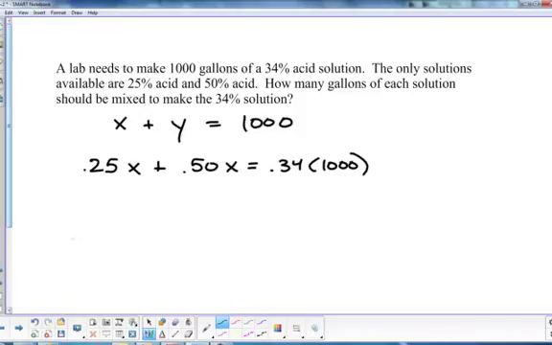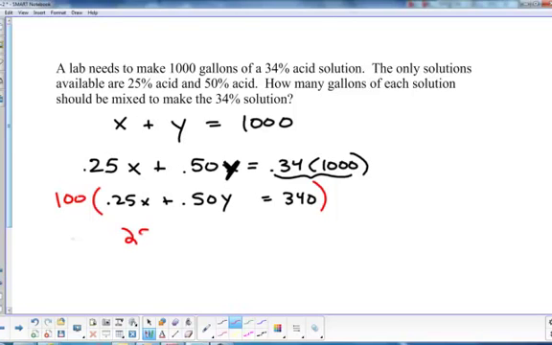1,000 gallons of that. So, I'm going to simplify the second equation because there's a bunch of decimals. If I multiply this out, we get 340. And this should actually be a y. And then we're going to multiply this whole thing by 100. So 25x plus 50y equals 34,000. Now, in my first equation, I have x plus y equaling 1,000.